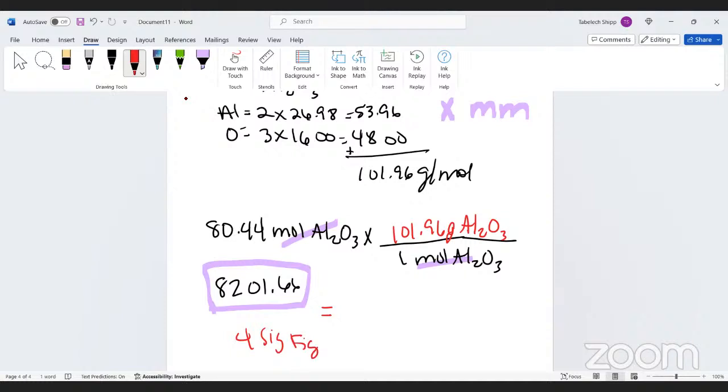That is correct, Giselle. Excellent answer and excellent job. 8202 grams of aluminum oxide. Okay.